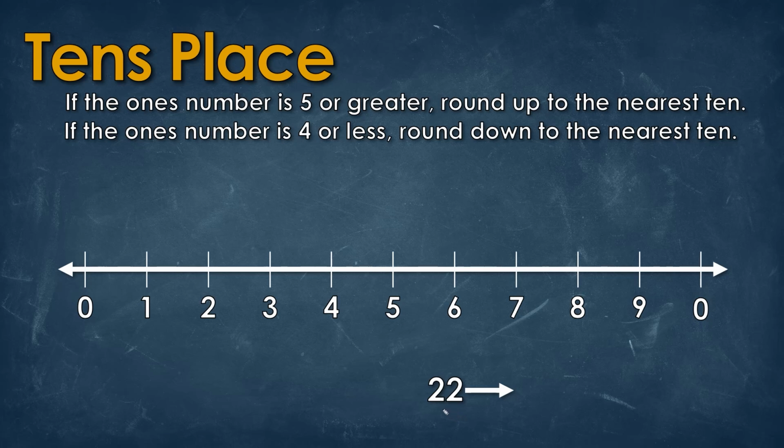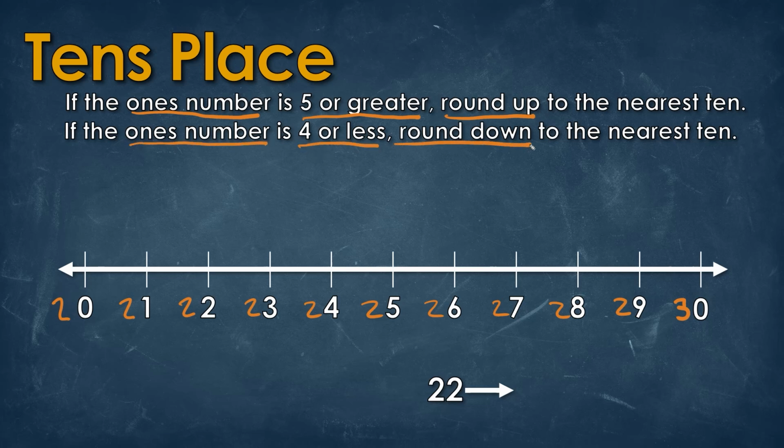Okay, well, we have a number line here. So our number line is going to be from 20, 21, 22, 23, 24, 25, 26, 27, 28, 29, 30. And we have our rules. Our rules say if the ones number is 5 or greater, we round up. If the ones number is 4 or less, we round down.